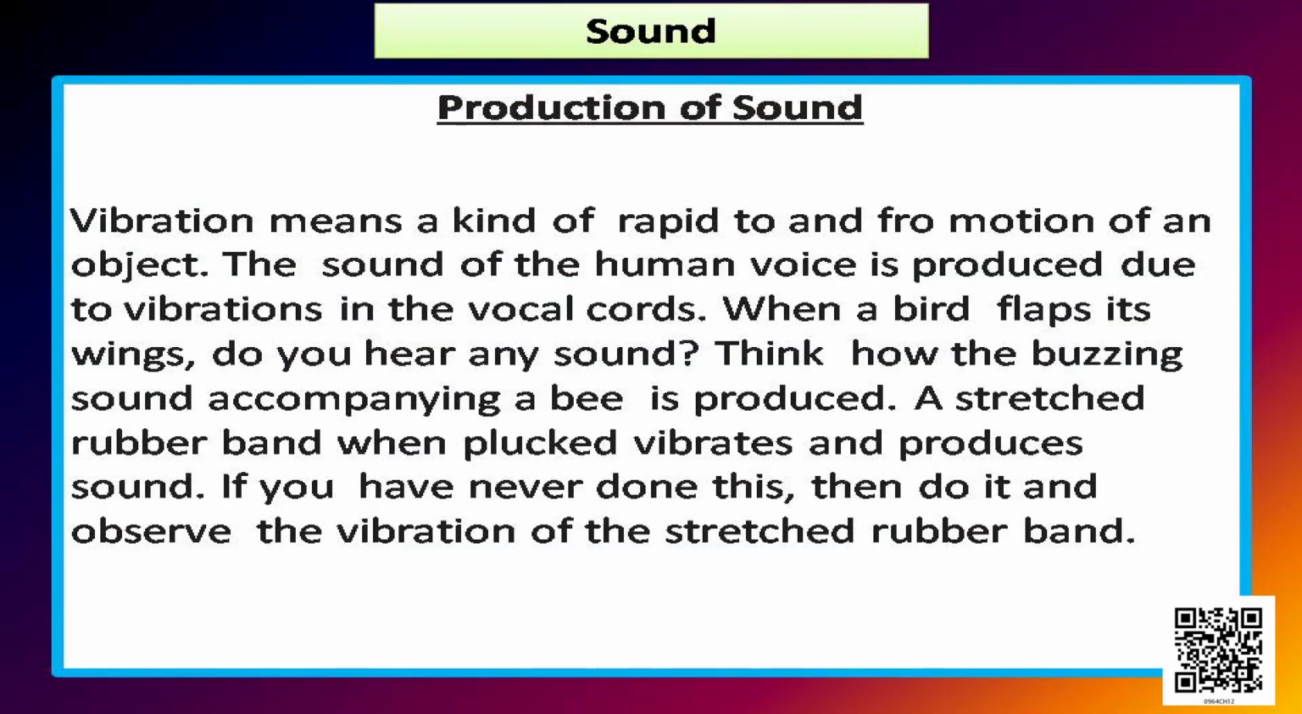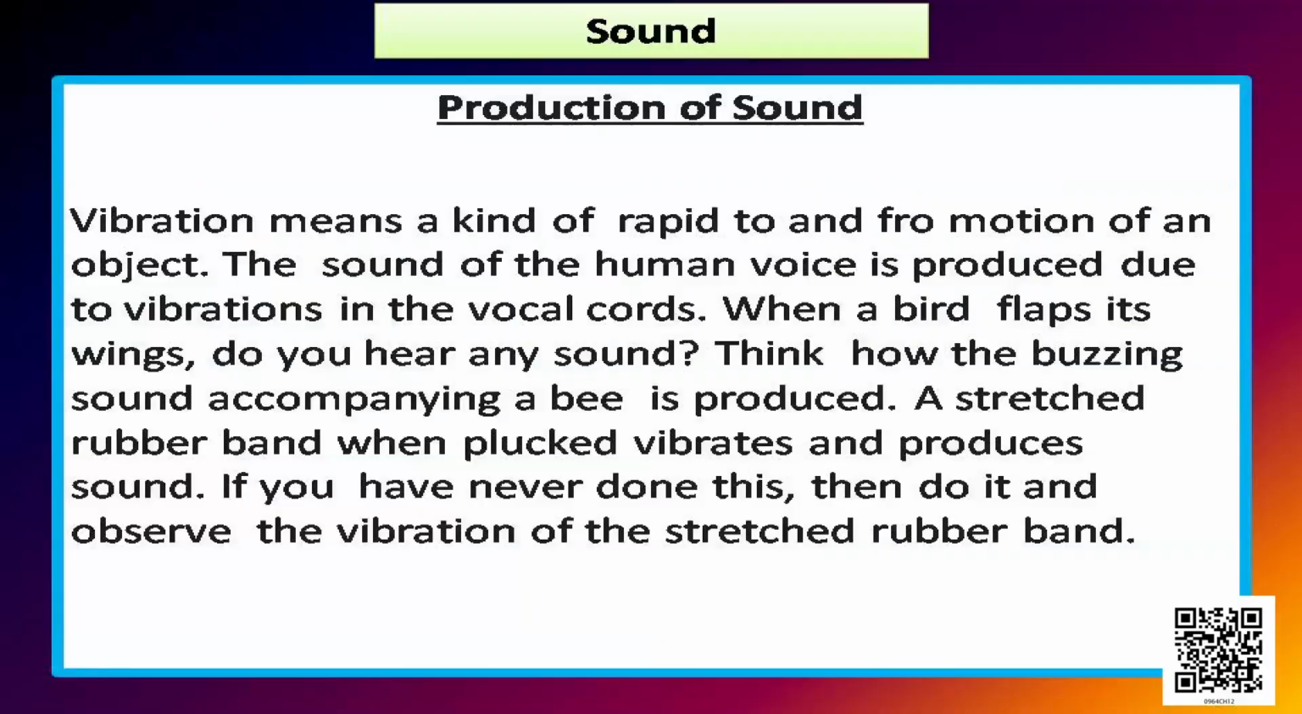Vibration means a kind of rapid to and fro motion of an object. The sound of the human voice is produced due to vibrations in the vocal cords. See, now you can hear me because vibration is being created in my vocal cords. When a bird flaps its wings, do you hear any sound? Think how the buzzing sound accompanying a bee is produced. A stretched rubber band when plucked vibrates and produces sound. If you have never done this, then do it and observe the vibration of the stretched rubber band. You can look around yourself and you may find many things which create vibration and thereby produce sound.